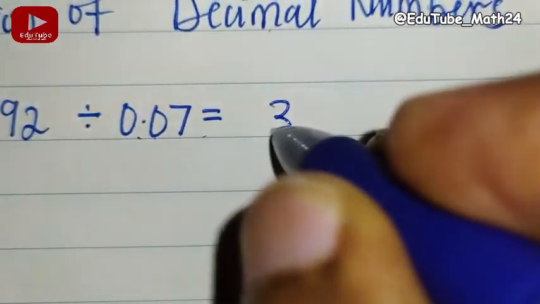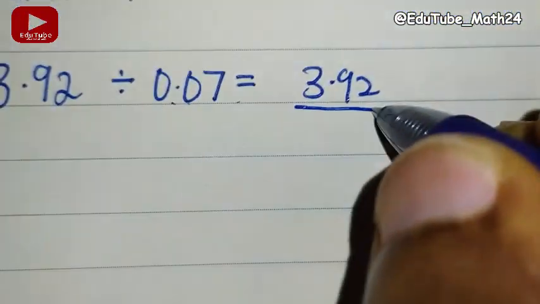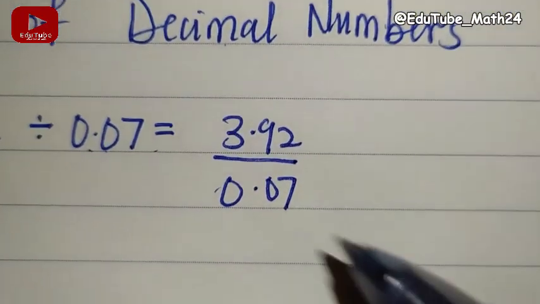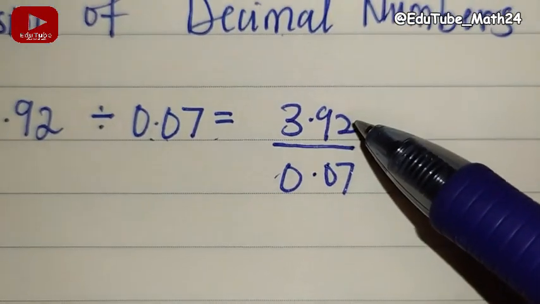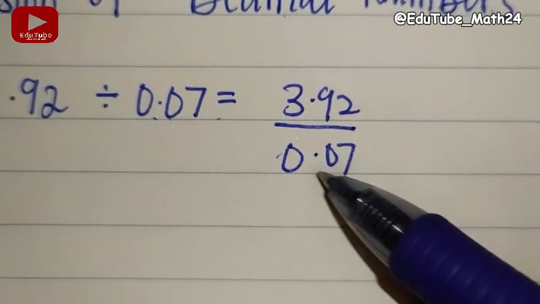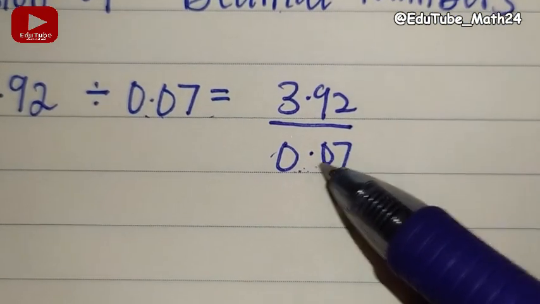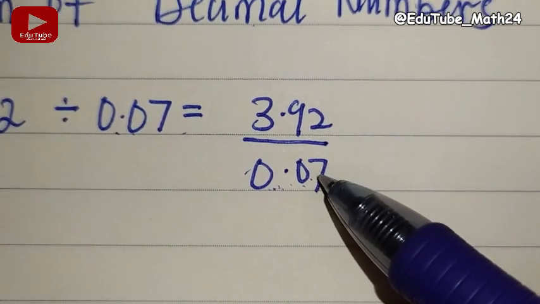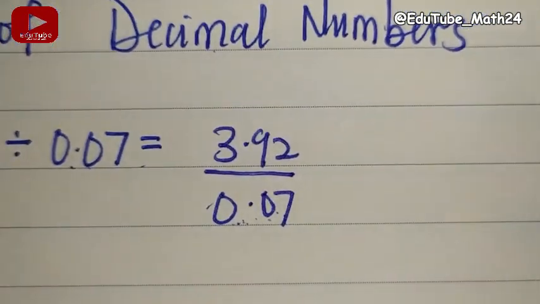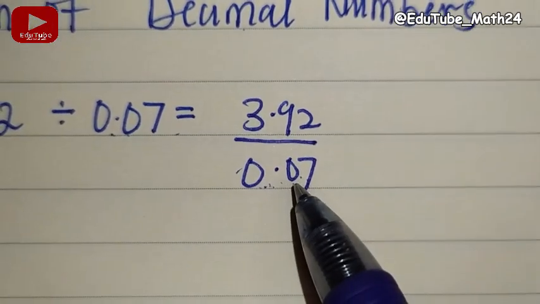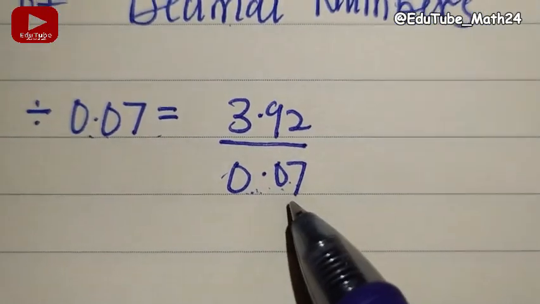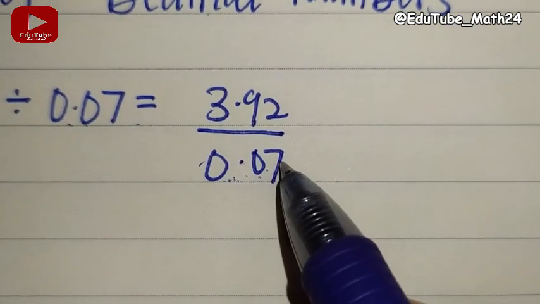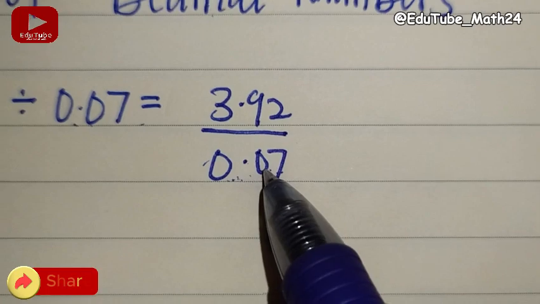So I'm going to have 3.92 over 0.07. Now, the main intent of expressing the numbers as a fraction is basically to rationalize the denominator, which is 0.07, to become a whole number. To do that, we count the decimal places, which is the number of digits after the decimal point from the right side, which is 1, 2. So we have two decimal places.